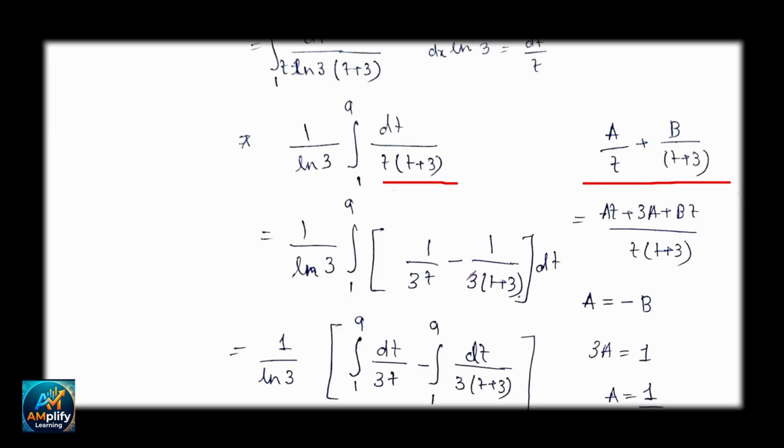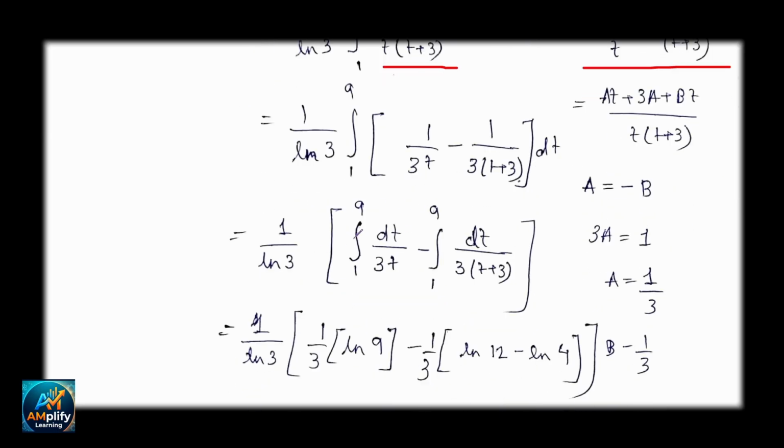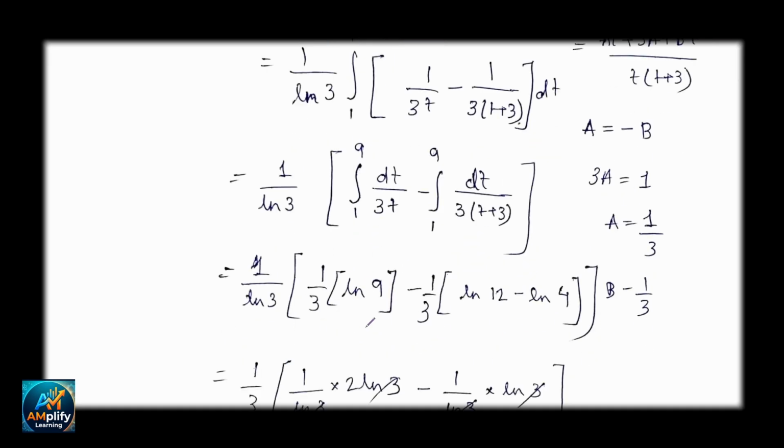So now simple integration, right? 1 to 9, dt by 3t minus dt by 3 into t plus 3. We obviously know integration of dt by t is ln t, right? So we substitute ln t and we substitute the limits. We get 1 by 3 ln 9 minus 1 by 3 into ln 12 minus ln 4.